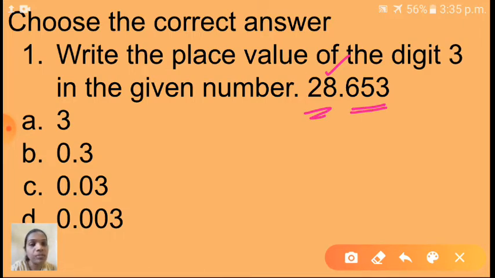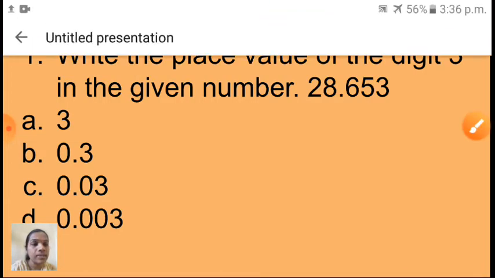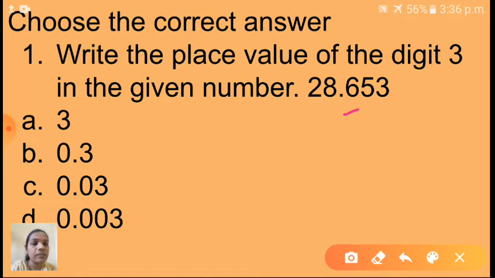And here 2, yes, 2 is in which place? Tens place. So can you say place value of 2? Very good, 20. But what about this part? This 6 is in which place? Yes, it is in tenth place. So that is 6 upon 10. So here what is the place value? 0.6.